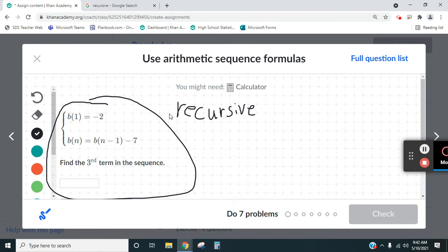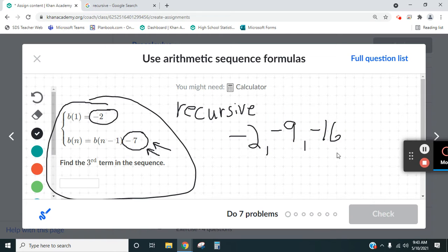All right. So a recursive formula in math means you start with a number and you do the same thing over and over again. So what are we going to do? What's the clue that I just circled? What are we going to do? Yeah, we're going to subtract 7 over and over and over again. What does it say to do?